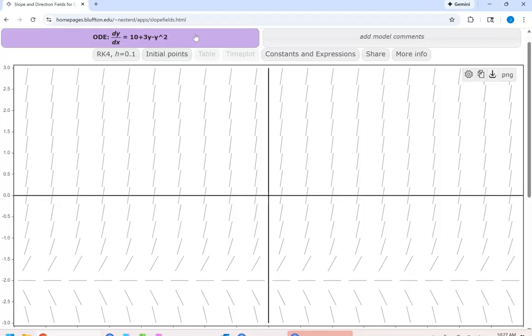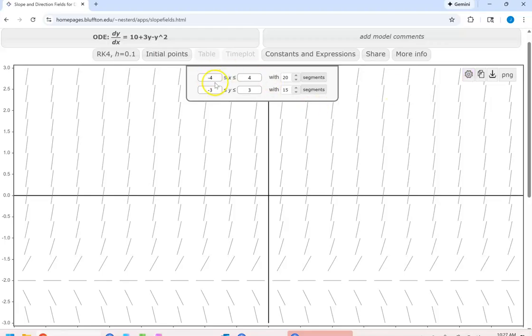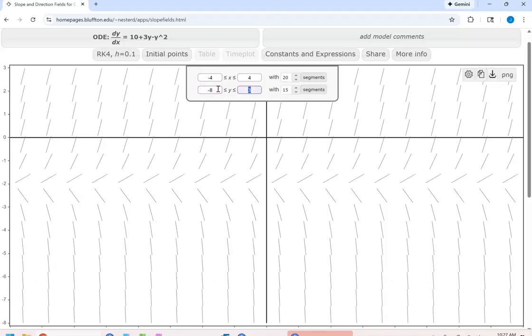Because I haven't played enough with this yet to know what I can change or not. Let's try the settings button. Oh, wonderful. Let's do -8 to 8.